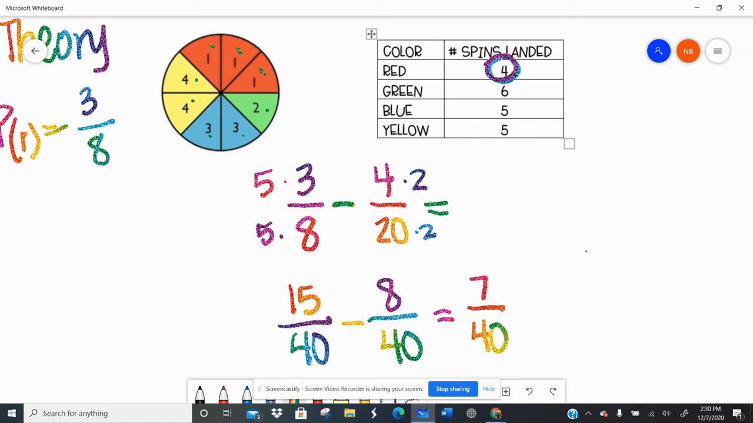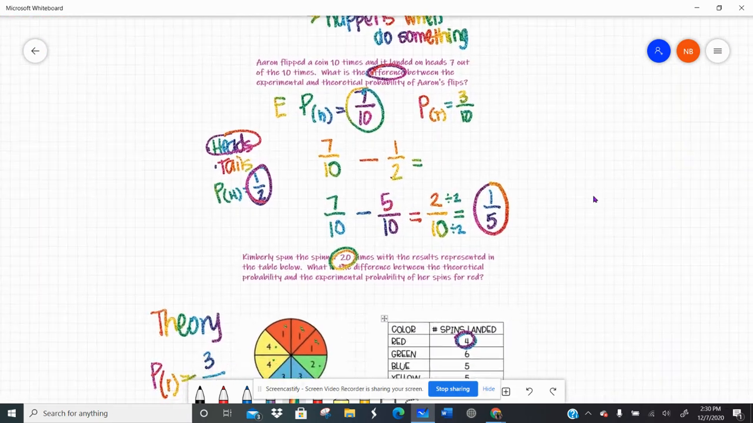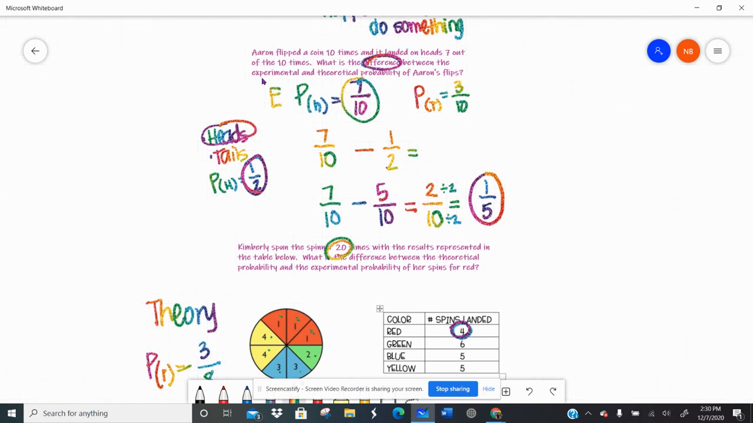7/40ths would be the difference between theoretical probability and experimental probability, right? What should happen minus what did happen. So notice on both of these examples, the first one, we found the difference between experimental and theoretical. What did happen minus what should have happened.